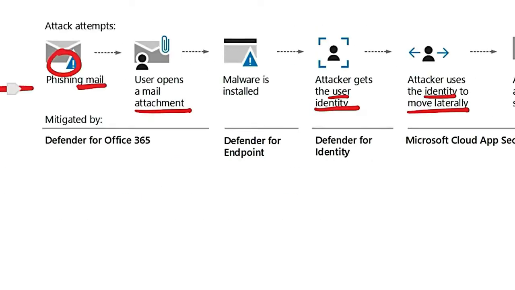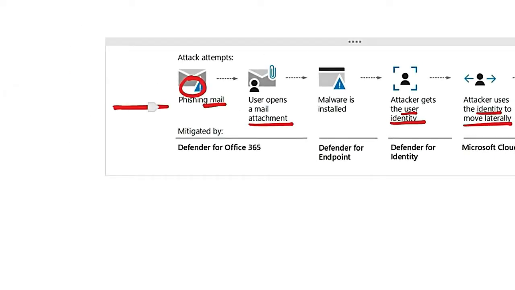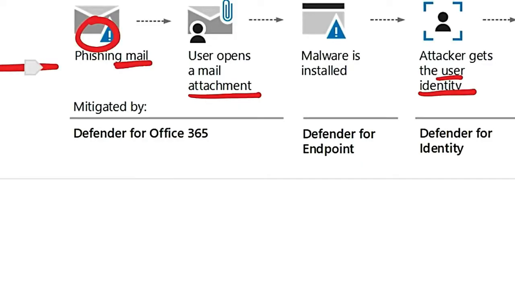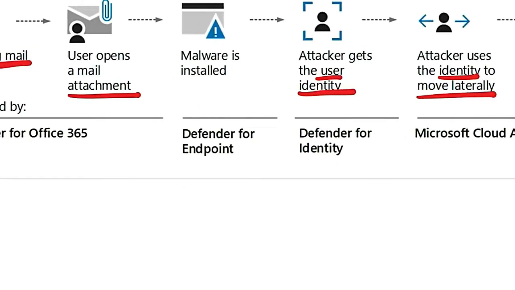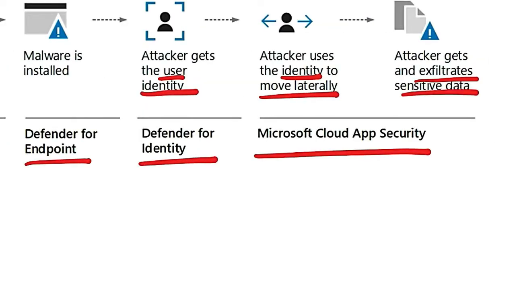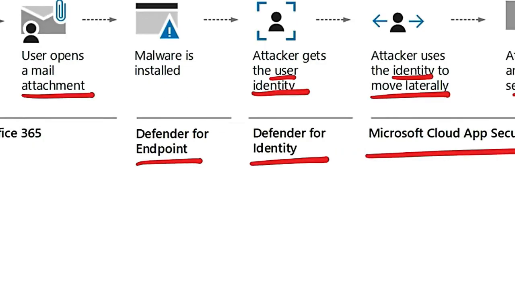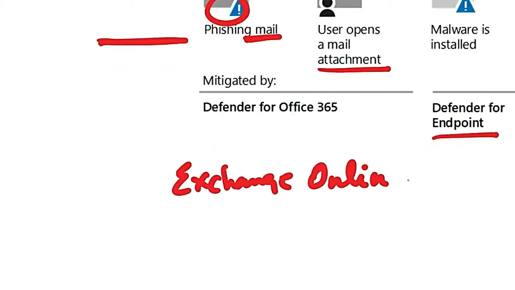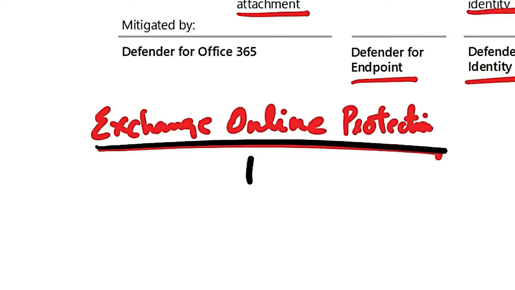But now imagine that there is Defender Suite installed. Defender Suite in the sense all the services provided by Defender Suite, that is Defender for Office 365, Defender for Endpoint, Defender for Identity, and Microsoft Defender for Cloud Apps. First is that there is Exchange Online Protection. Exchange Online Protection is part of MDO, that is Microsoft Defender for Office 365.